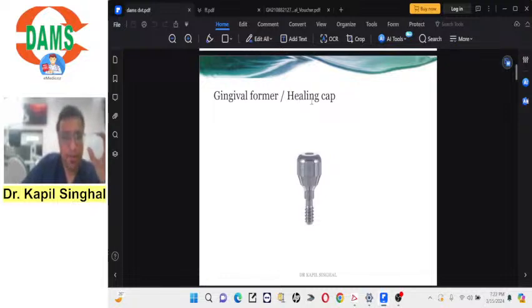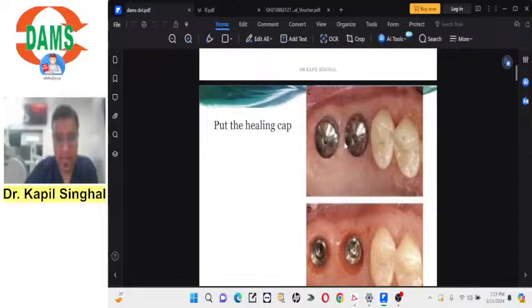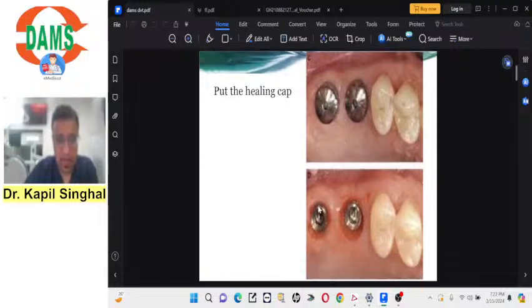Basically, this healing cap, as the name suggests, is known as a gingival former. It helps to form the shape of the gingiva around your implant. This is how we have placed the healing cap. It will help to create an emergence of gingiva around your implant.